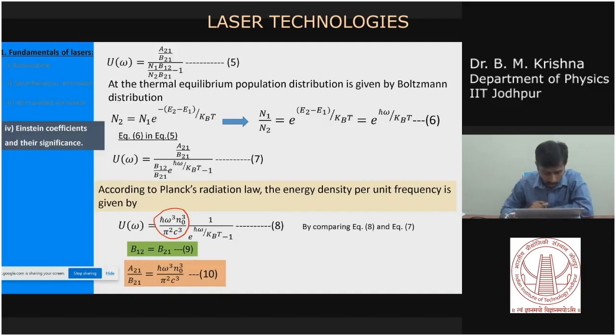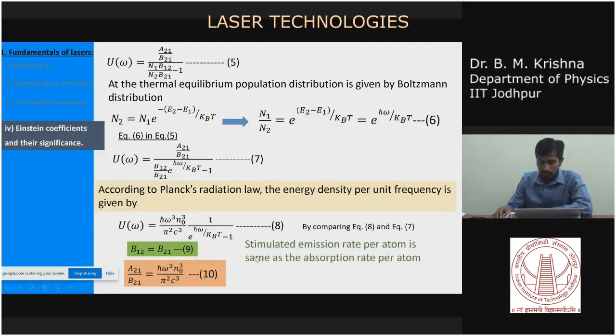So that is ħω³n₀³ by π²c³. From this we can get B12 and the ratio of spontaneous emission rate to stimulated emission rate. So now you can see the stimulated emission rate for an atom is the same as the absorption rate for an atom.